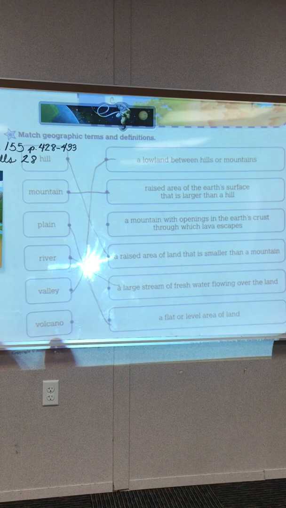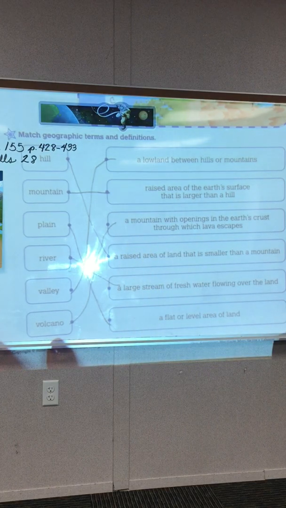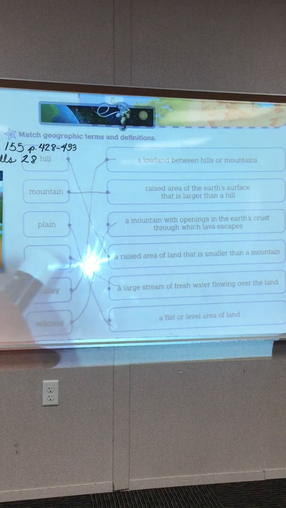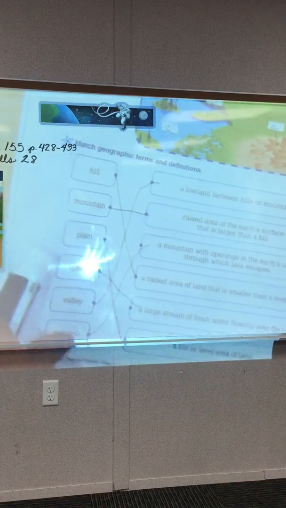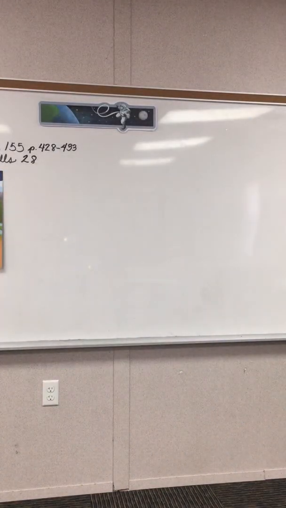Volcano is our last one, and that will be a mountain with openings in the earth's crust through which lava escapes. And now to conclude, I am going to go over the biography of Neil Armstrong.